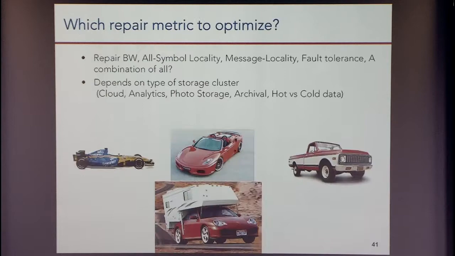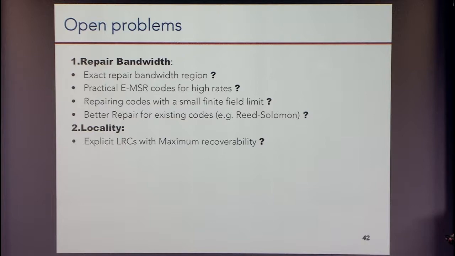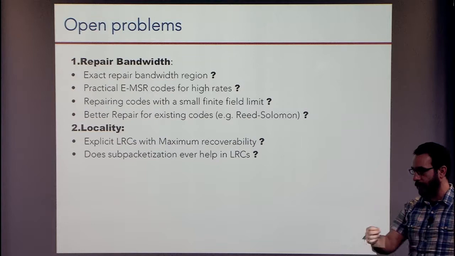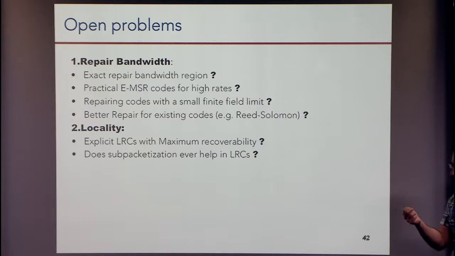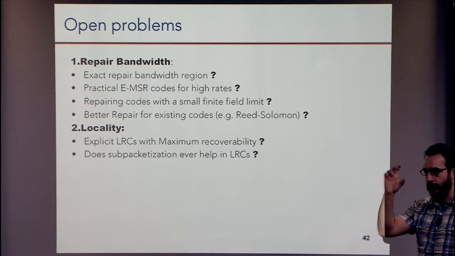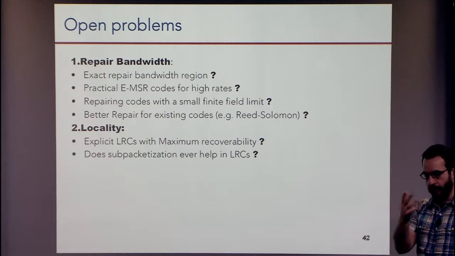Locality. So what about explicit LRCs with MR, the problem that Parikshit also mentioned? This is a very interesting question. Subpacketization, as we said, means splitting into subpackets and doing network coding locally before communicating. We saw that this helps in regenerating codes. Does it help in codes with locality? You can even ask in the LDC context: does it reduce communication to do some local combinations of sub-symbols and send sub-symbols when you're asking for an LDC or for a locally repairable code?